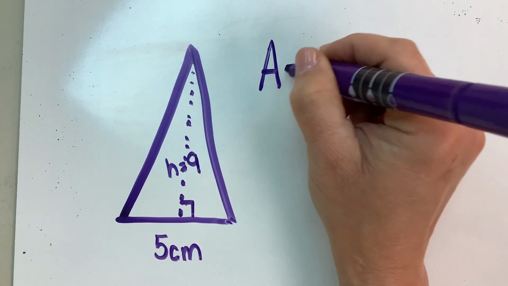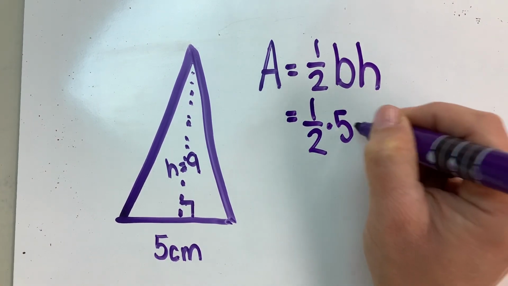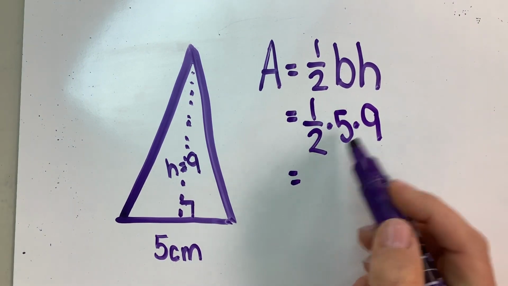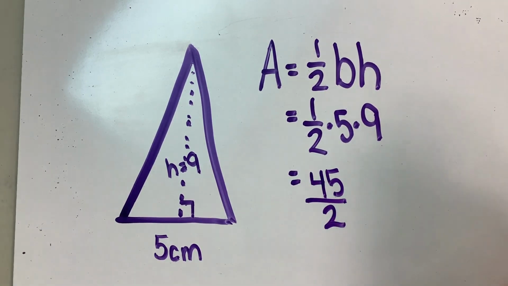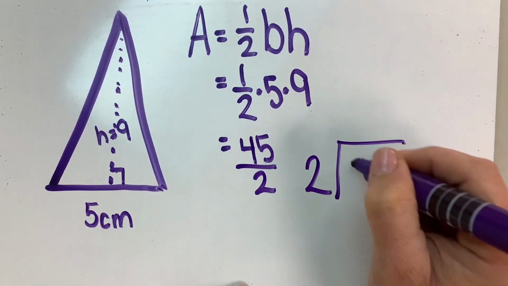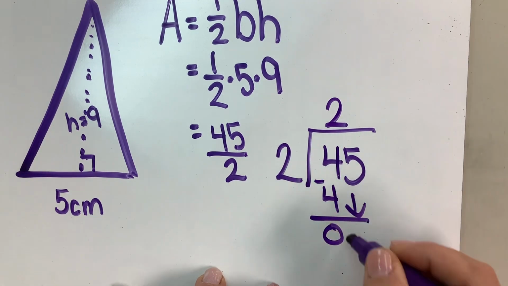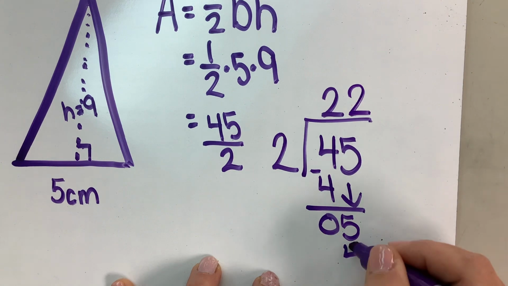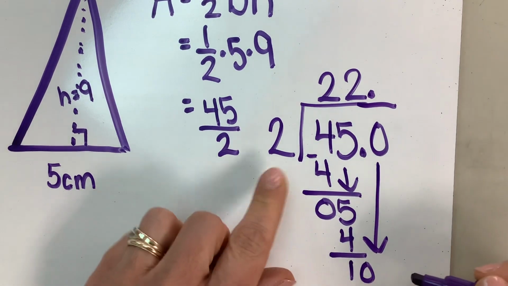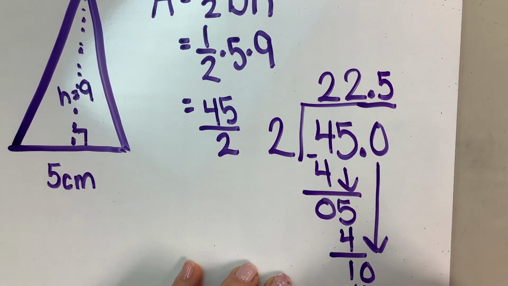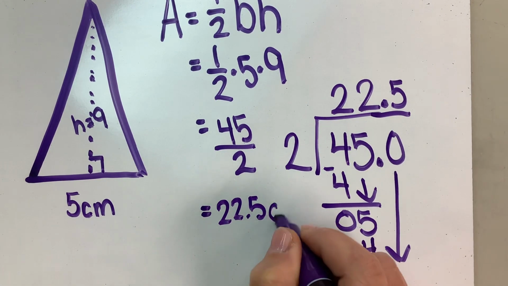So again, we're going to write the formula. 1/2 base times height. So 1/2 times 5 times 9. In this case, I don't really want to split any of those, so I'm just going to go ahead. 5 times 9 is 45, but I need to cut that in half. So we're just taking 2 goes into 45 how many times? 2 goes into 4 2 times, which is 4. Bring down the 5. 2 goes into 5 2 times, which is 4. Bring down 1, and we have to remember to add that decimal, bring it up, and the 0. When we bring down the 0, 2 goes into 10 5 times, and we are finished then. So 45 divided by 2 is 22.5, and again, centimeters squared.